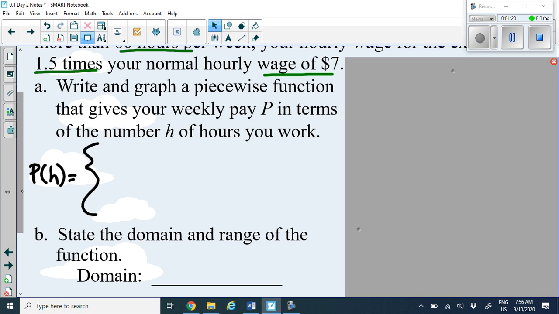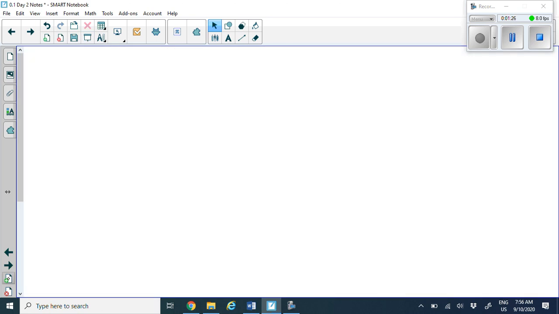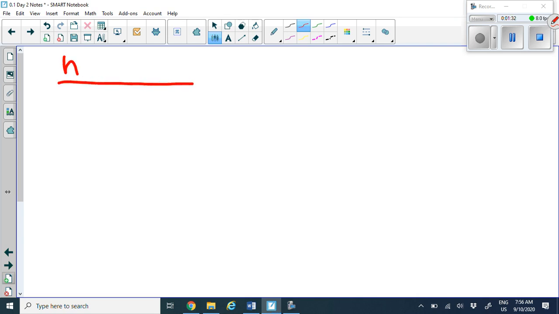So how we're going to figure out how to write our equations is we're going to create a table. You might need to grab another piece of paper or make some room on your notes to do this, okay? So we have H, and then we have P of H. Remember, H represents the hours we've worked. P of H represents the pay, basically how much money we're going to get.